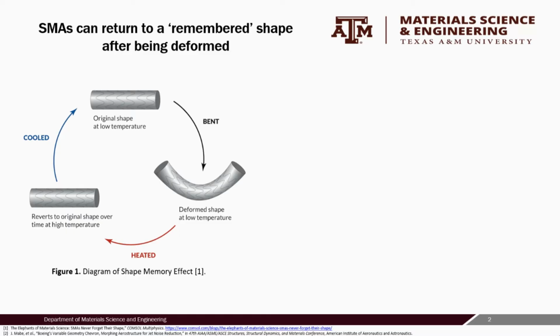Shape memory alloys, or SMAs, are a unique class of metals that can remember and return to their previous shape after being deformed. This ability to remember a previous shape is caused by a reversible phase transformation between the austenite and martensite phases. This can be induced by the application of heat and/or stress and results in what is called the shape memory effect, as shown in Figure 1.